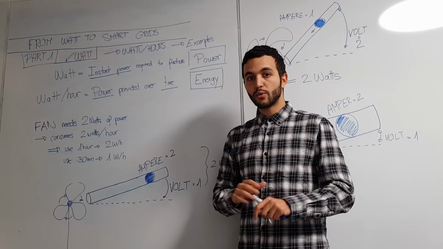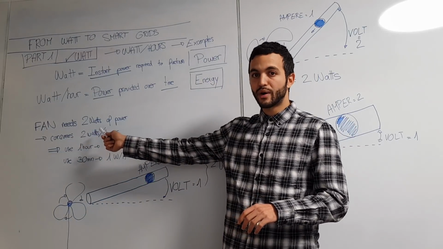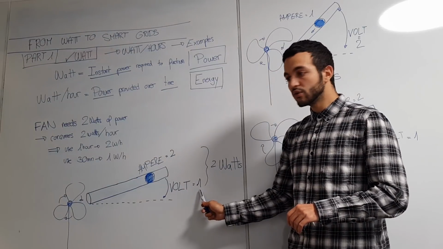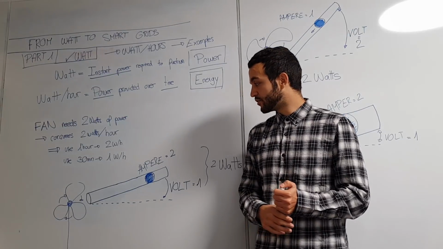So let's get back to our example with the fan. It will be very clear. Our fan needs 2 watts of power in order to function. So we have 2 amperes, 1 volt. So we have a power of 2 watts, which is sufficient to make our device function.